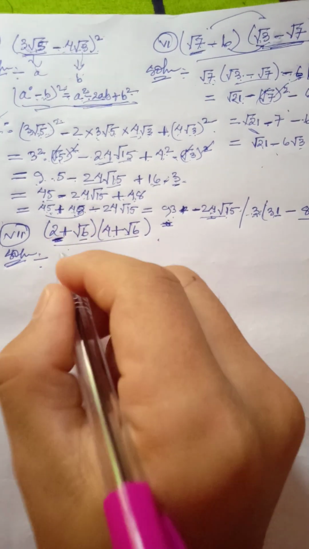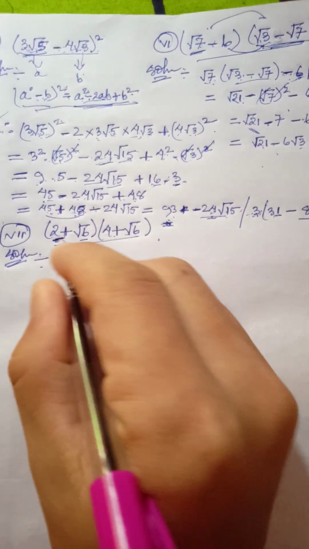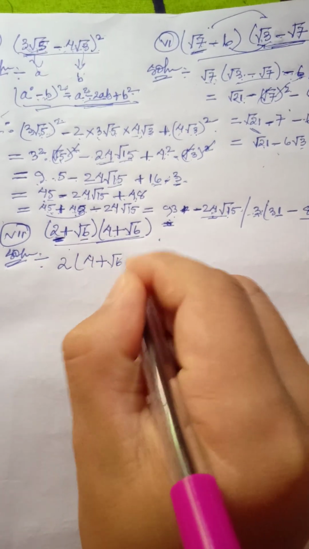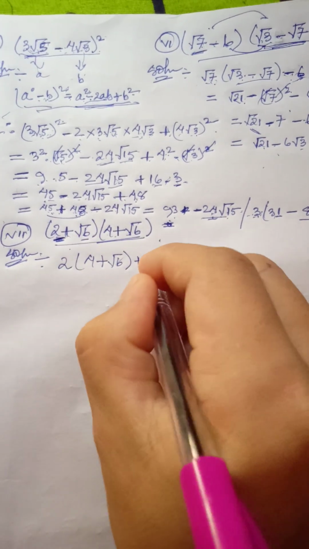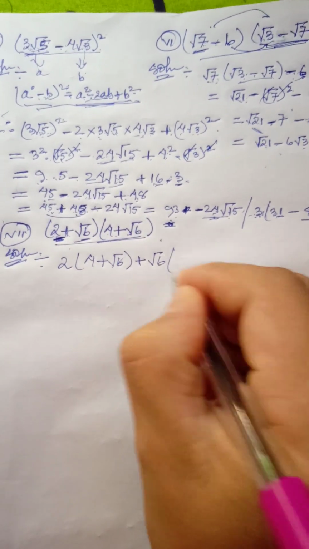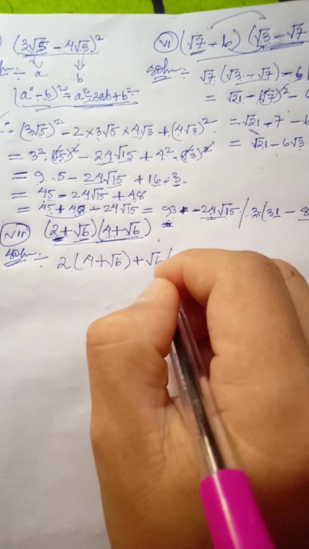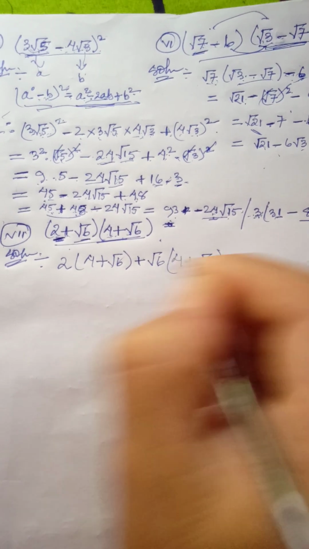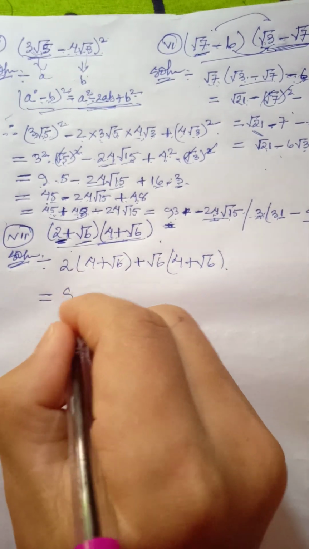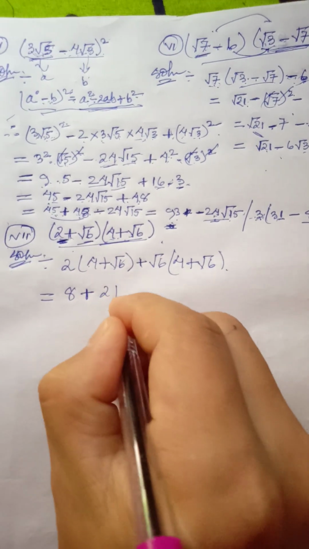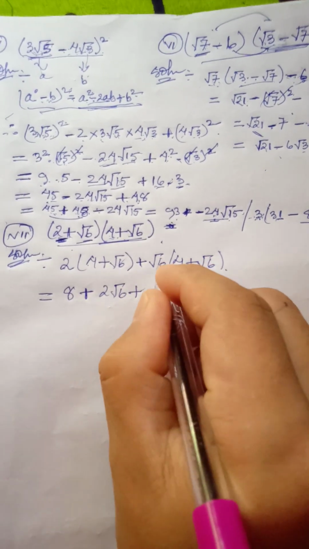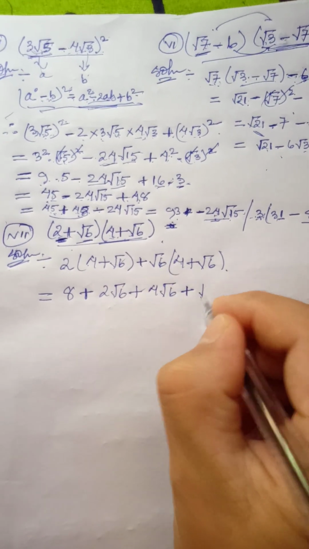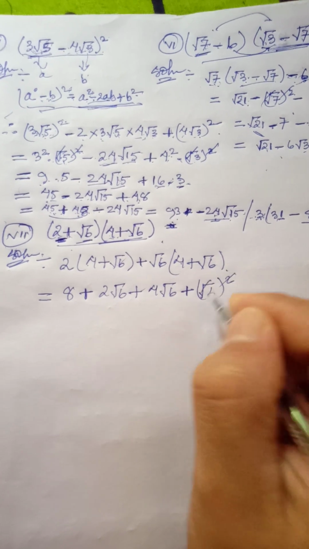First, let us take this 2. Then let us multiply this 2 with this number, 4 plus how much? Root 6. Now plus, let us take this plus, then root 6. Then what are we going to multiply this root 6 with? That is 4 plus root 6. All right, then 2 times 4, that will give you 8, and 2 times root 6, that will give you 2 root 6. Then root 6 times 4, that will give you 4 root 6, plus root 6 into root 6, that will give you root 6 holding square. Square and root cancel.